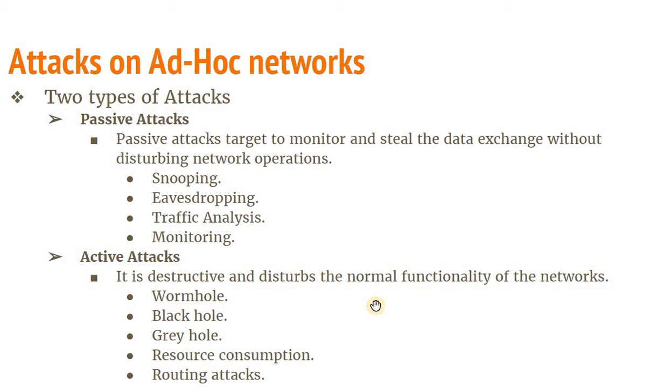Now the second one is called active attacks. Active attacks are just the opposite of passive attacks. In a passive attack, the attacker only sits and monitors the network and the ongoing information. But in the case of an active attack, the main motive of the attacker is to disturb the network, as well as steal the information transmitted between the sender and the receiver, and utilize this message to harm the sender or the receiver, as well as disturb the normal functionality of the network.